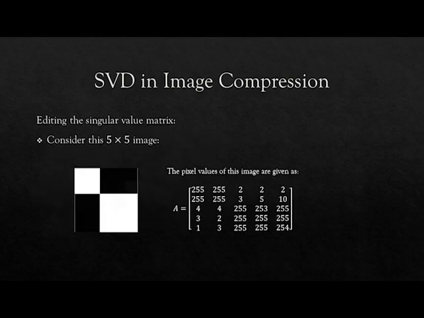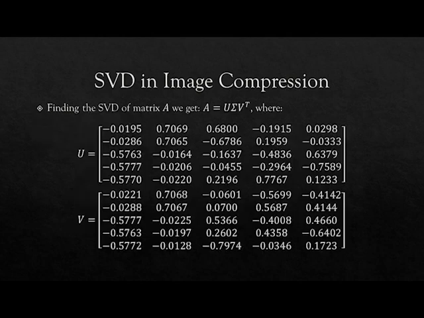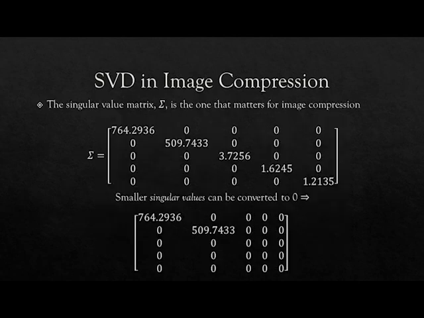Let's take an easy example. Consider this 5x5 image. The pixel values for this image are given in the matrix A. Finding the singular value decomposition of A, we can get the following matrices for U and V. However, these are not the ones that we can tweak. Here we see the matrix sigma, which contains the singular values from the factorization. As you can see, 3 of the 5 values are very small compared to the other 2, which means that they can be changed to a 0 without much impact on the resulting image.